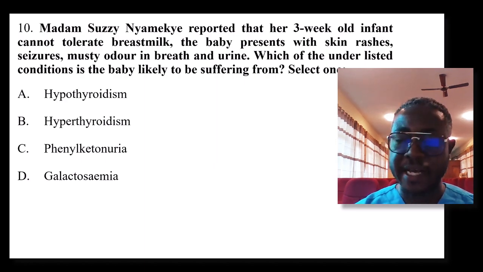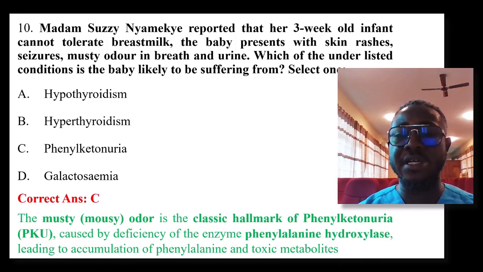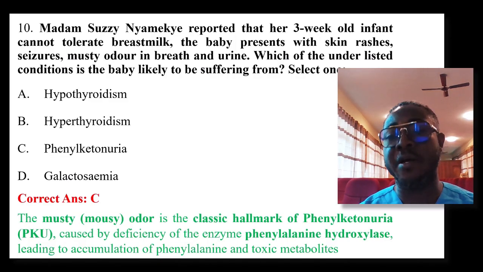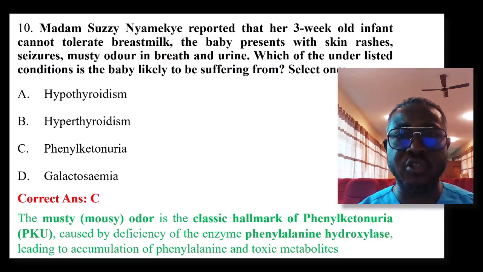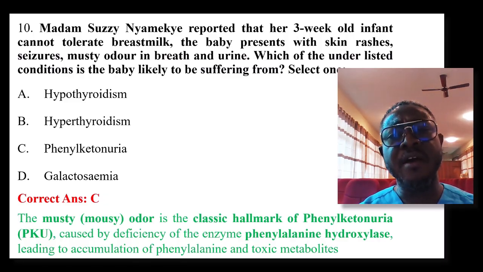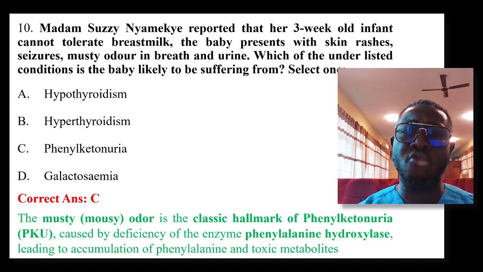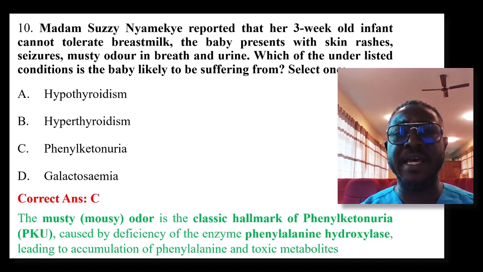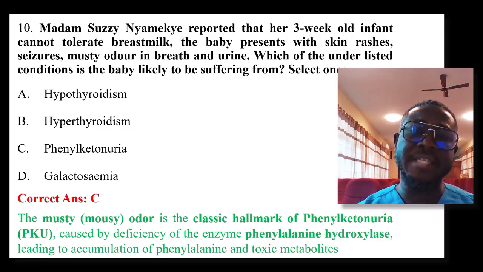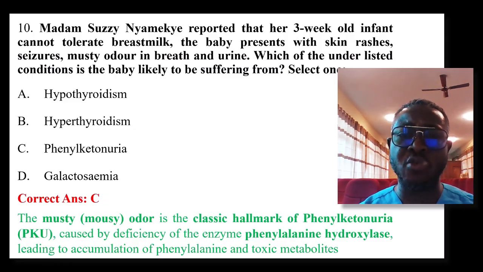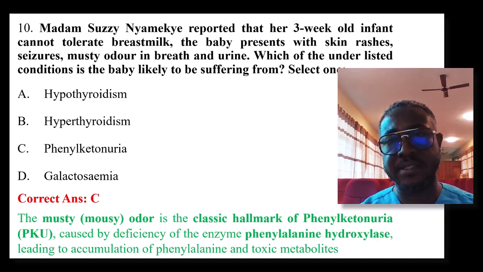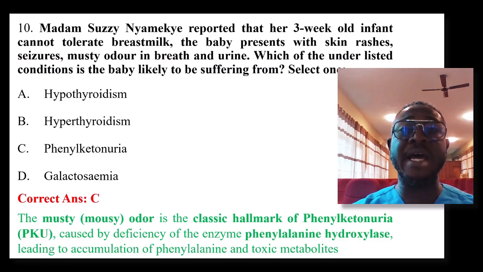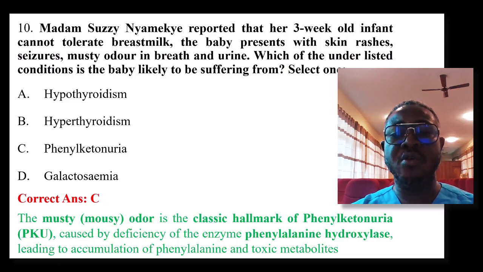All right, so the correct answer here is C, phenylketonuria. Now the question is, what is phenylketonuria? Let me use just 1 minute to explain this condition to you. Phenylketonuria is one of the recessive inherited metabolic disorders that occur when there is absence of an enzyme known as phenylalanine hydroxylase. This enzyme is responsible for converting phenylalanine, which is a protein, into tyrosine.